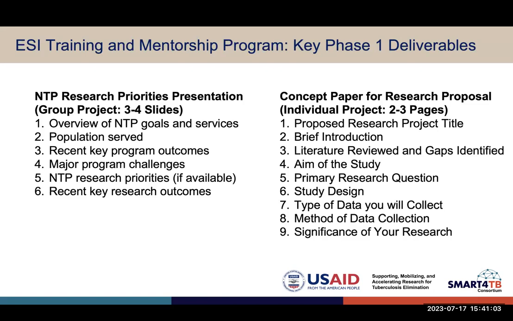I just want to give a few more details about these key deliverables that we talked about for phase one. One on the left is the discussion of the research priorities in the presentation. It's going to be a group project. We'll give you a template for 3 to 4 slides where you'll be asked to describe an overview of your NTP program and services, the population served, some of the perhaps key program outcomes from your NTP program, some of the major challenges that you feel are facing the NTP program.